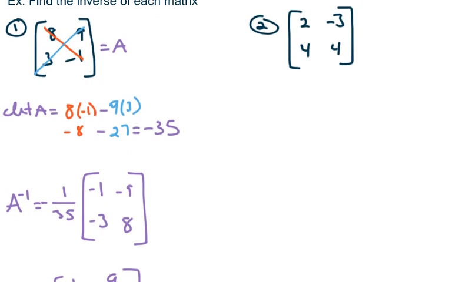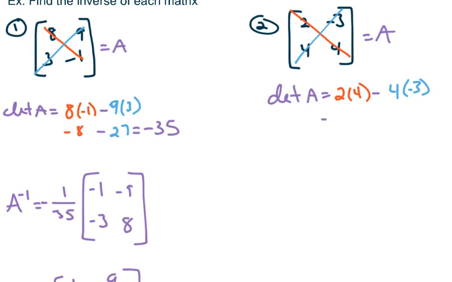So let's try another one here. We got 2, negative 3, 4, 4 for our 2 by 2 matrix. This is A again. We need to start by finding the determinant of A. And again, I'll draw my diagonals here, 2 times 4. And then our other one, negative 3 times 4, or 4 times negative 3. And this is going to be subtracted. 2 times 4 gives me 8. Minus 4 times negative 3 is negative 12. 8 minus negative 12, that would be positive 20.